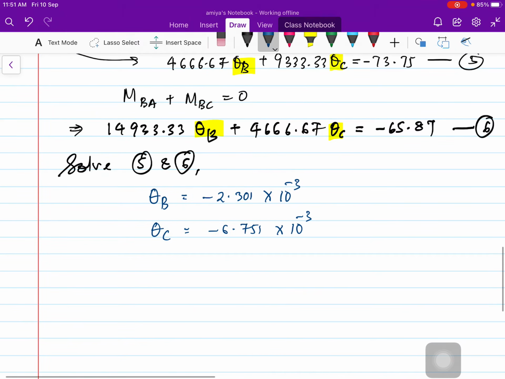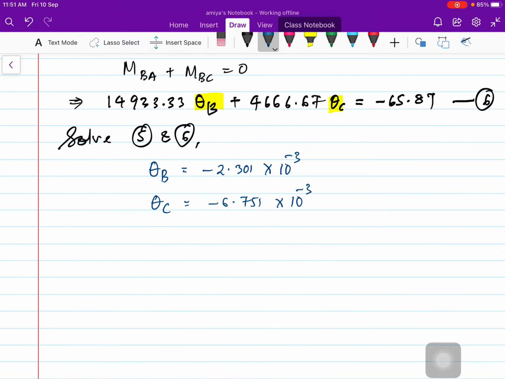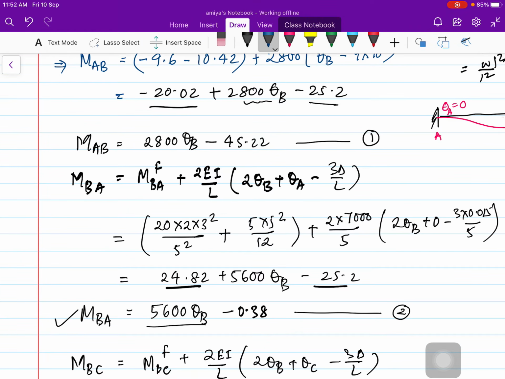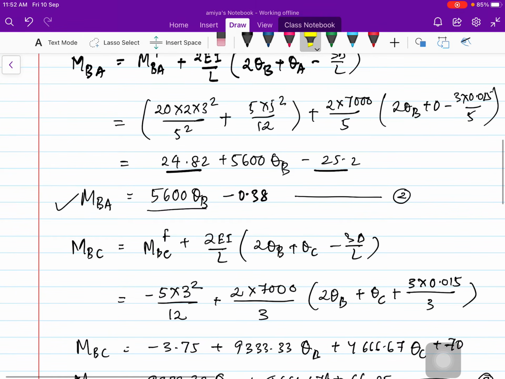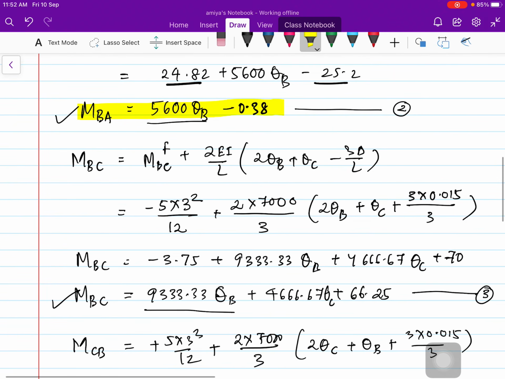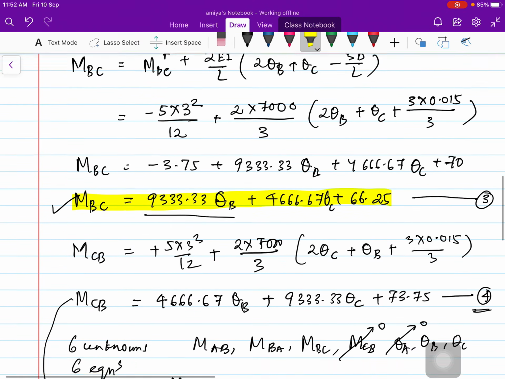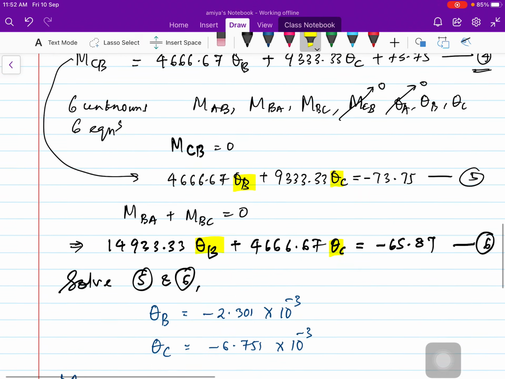So once we get these two values, now we can calculate all the moments from equation 1 to 4. I'm going to put these theta B and theta C values into equations 1 to 4. So MAB, once you put the value of theta B; similarly MBA; and then your equation 3, MBC. And MCB is equal to 0, we know.